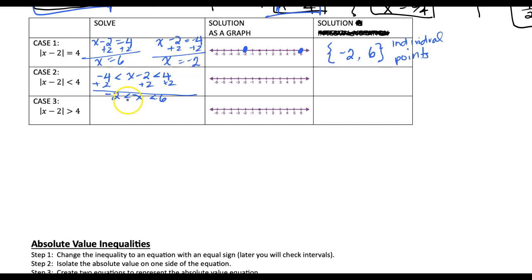In this case, because there's just a less than sign, they're going to be open circles. And we're going to shade in between them because our x is smaller than 6 and at the same time bigger than -2. And so we would have a parenthesis because of the open circle, -2 to 6, parenthesis, and all the values in between. Okay, and so here's our interval notation, meaning we have infinite number of solutions there.